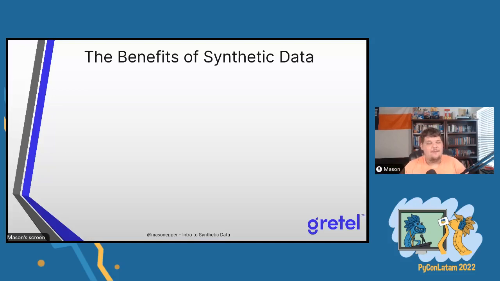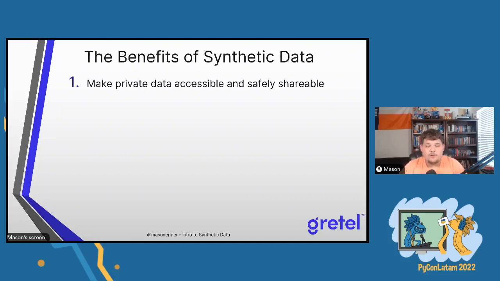So today we're going to talk about synthetic data, all the cool stuff I know about it now. We're going to talk about 3 benefits of synthetic data. What I view as the top 3 benefits and the top 3 reasons why you should be looking into synthetic data for solving some of your problems. The first one is make private data accessible and safely shareable.